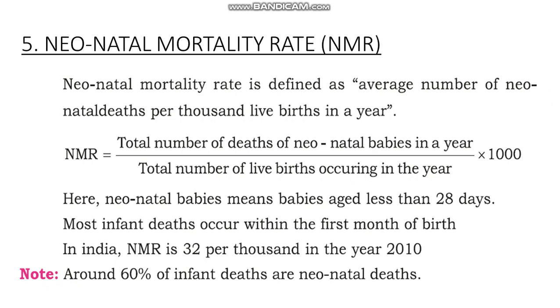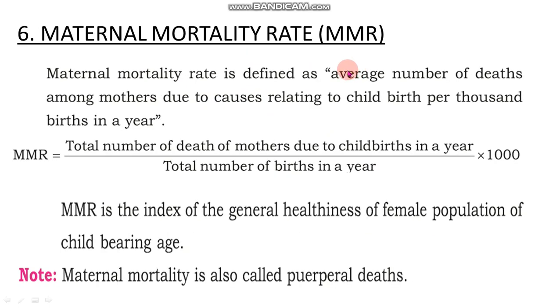I repeat, what is neonatal? Neonatal babies means age less than 28 days. Formula: NMR is equal to the total number of deaths of neonatal babies in a year divided by the total number of live births occurring in the year, multiplied by 1000. So this is called the neonatal mortality rate.